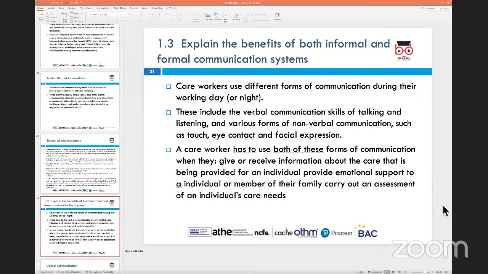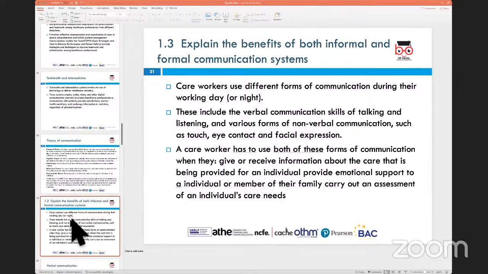Now, this task is about explaining the benefits, basically only focusing on the benefits, of formal and informal types of communication, which can be used, for example, in a health and social care setting.